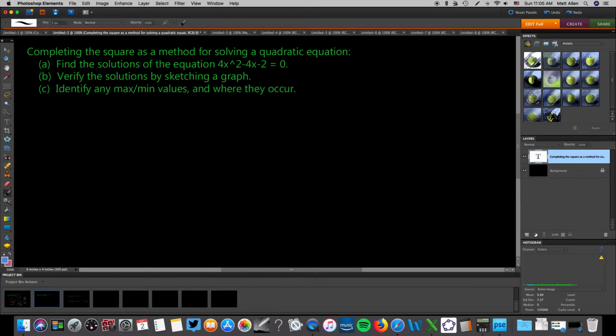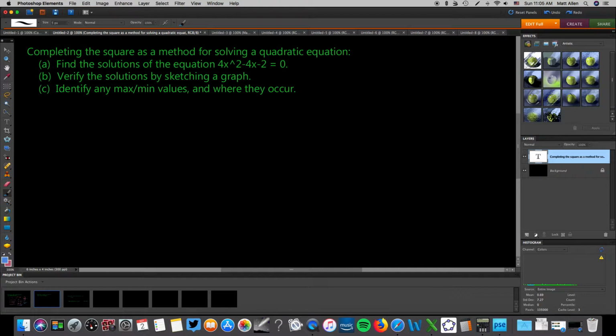Hi guys, in this video we're going to be looking at very much the same thing we did in the last video, which is using completion of the square as a method for solving quadratic equations, if we're comfortable doing that. And so we're going to take a look at a different quadratic equation that's going to involve a few different techniques that are important to highlight, but the process is going to be very much the same.